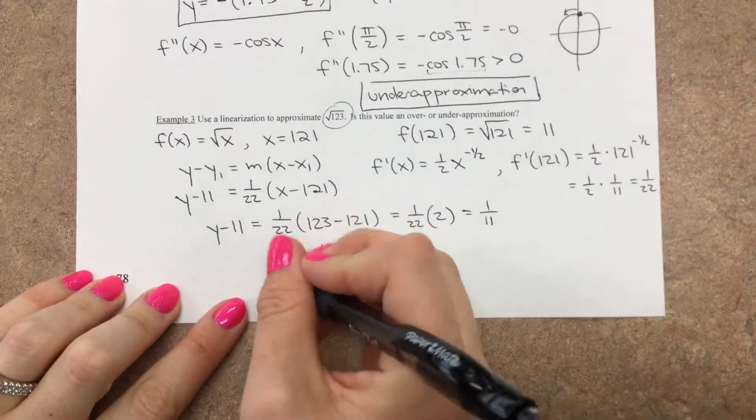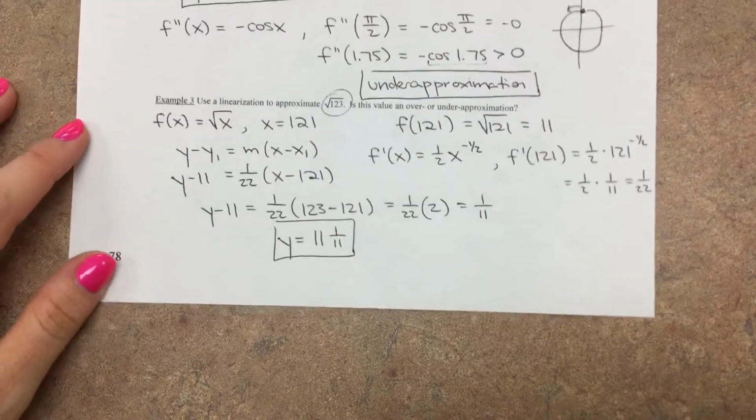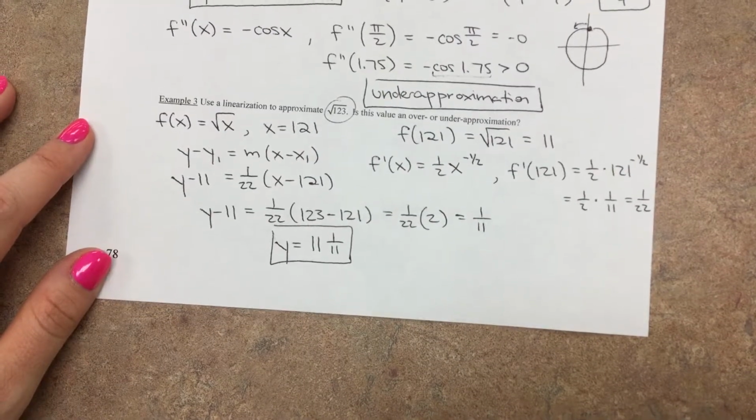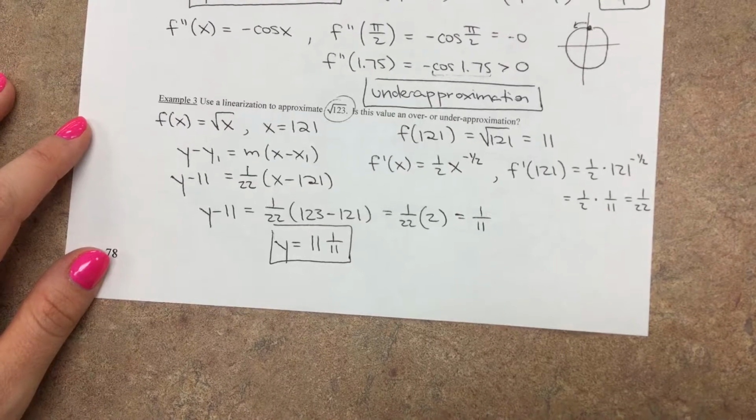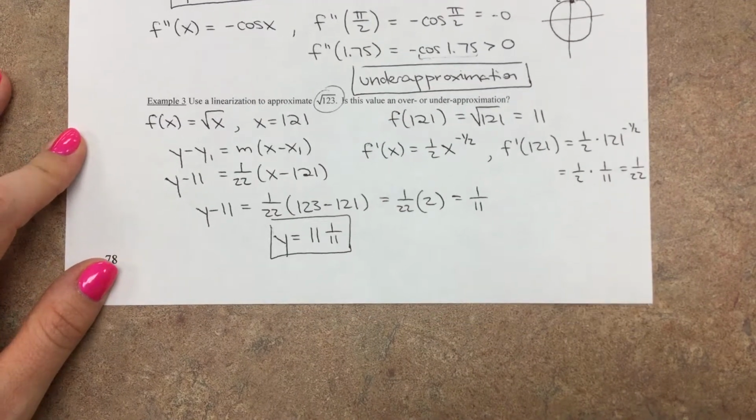So that's the first part, is actually finding the approximation. And then of course, just like the other two, I'm gonna ask, is this value an over or under approximation? You find the second derivative, check the concavity, and then you can answer that question.